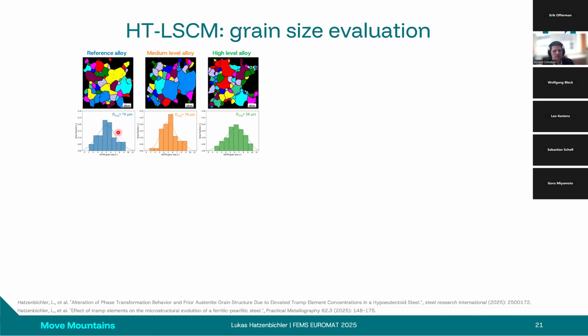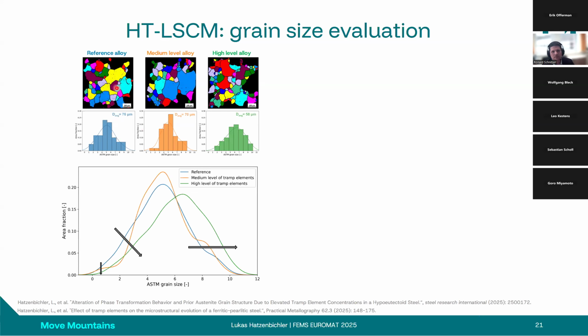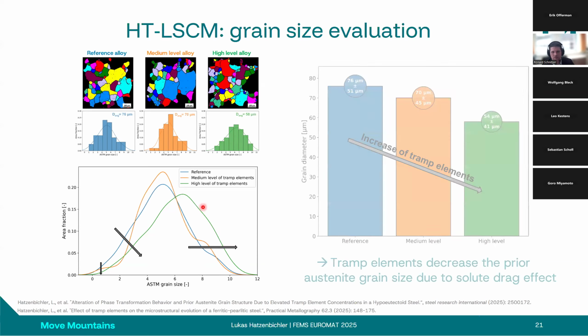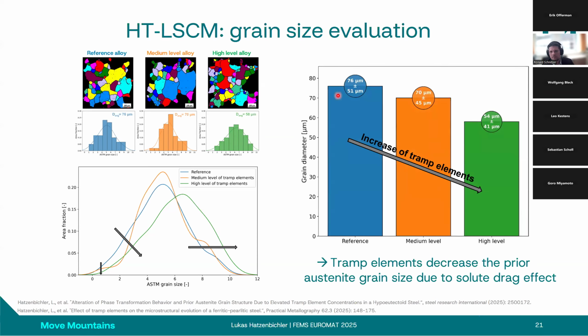And for example, what you can see here is that with this increasing tramp element contents, you get smaller grain sizes. Yeah, the green curves here correspond to a high level of tramp elements. Here is evaluated the ASTM grain size, which is higher. That means smaller grains are present here, a higher share of smaller grains we have with increasing tramp element contents. You can see also here grain diameter for the three alloys. And what you can see is, with the increase of tramp elements, smaller austenite grain sizes.